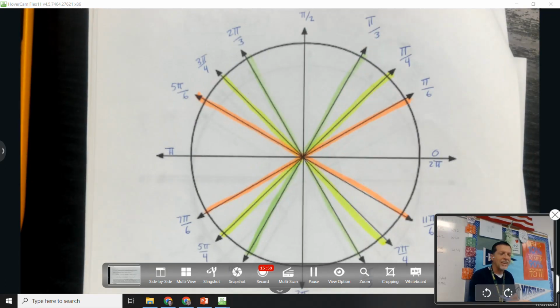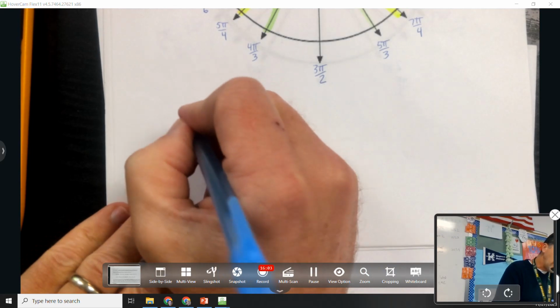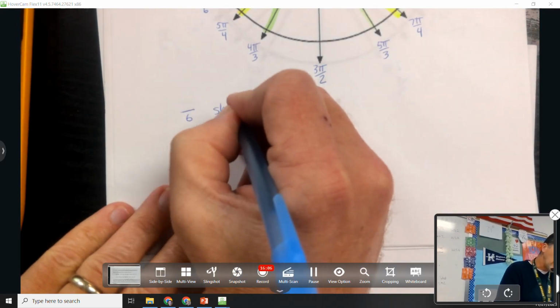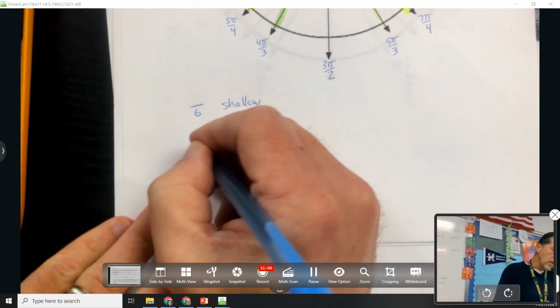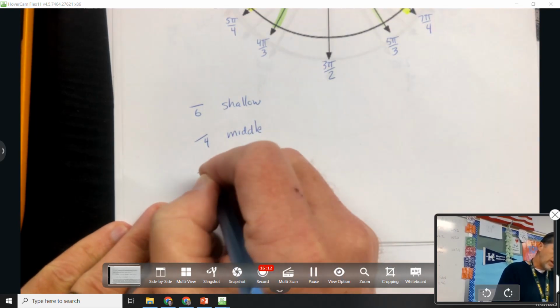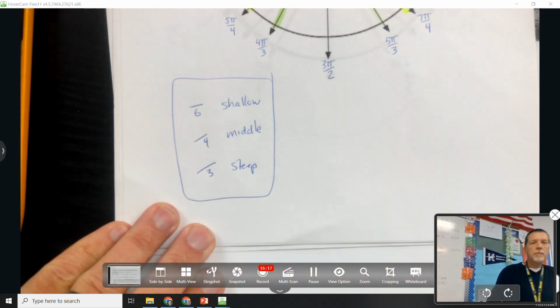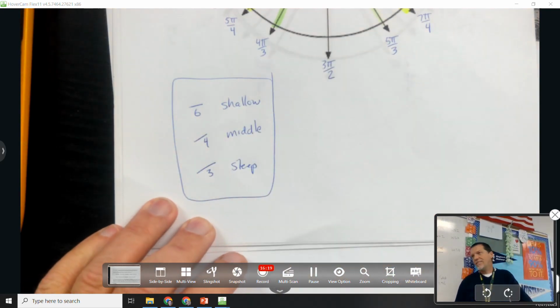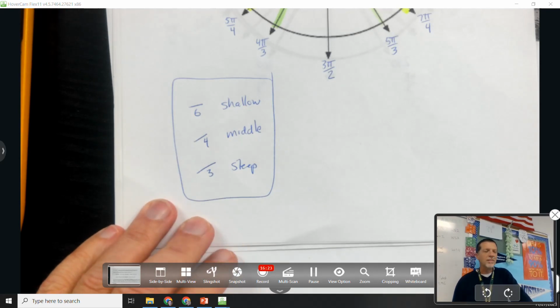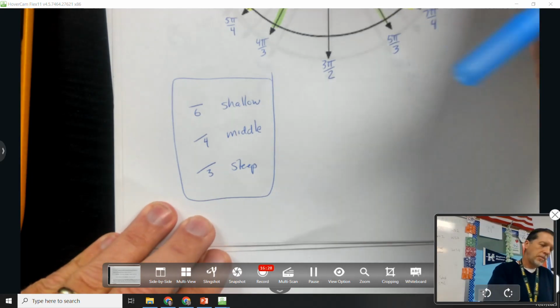I like to think reference angles. Pi over 6 is the shallow. Anything over 6 is the shallow angle. Anything over 4 is the middle angle. And anything over 3 is the steep angle. To me, that'll see you through calculus if you can remember that much. Well, a little bit more, but shallow, middle, and steep. Okay.